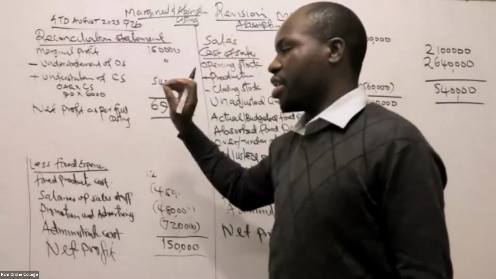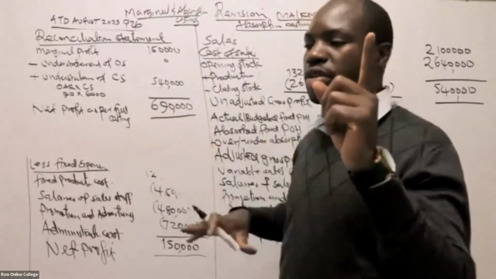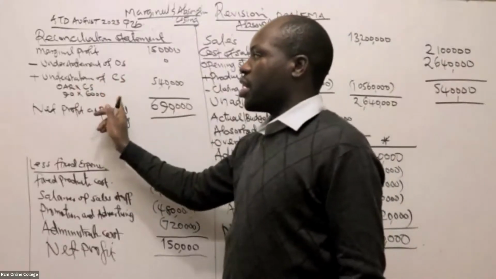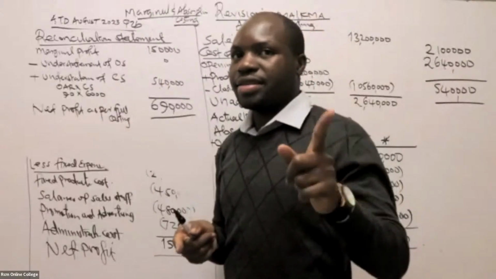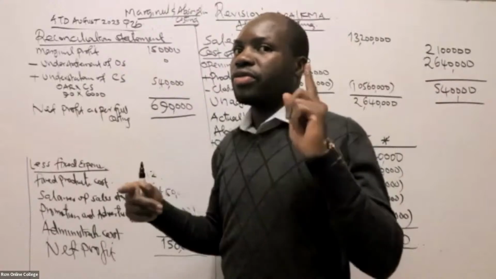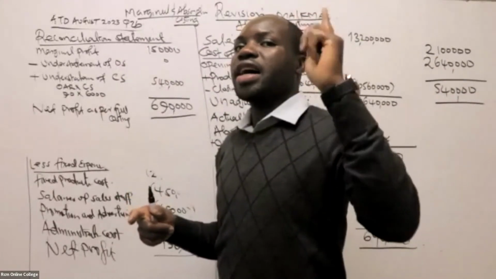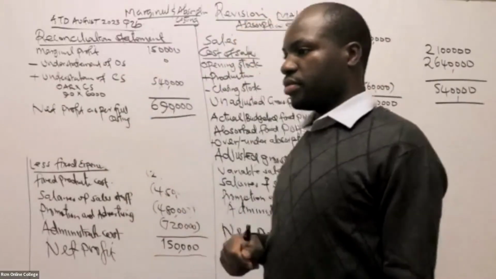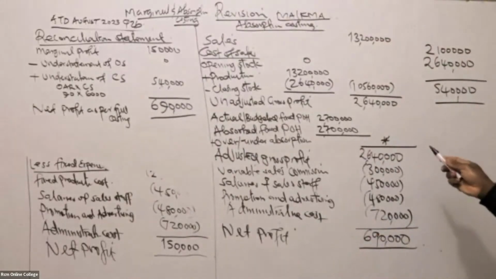So if that approach can give you the answer, what you need to know is very simple. How will the understatement of closing stock affect our profit? It will understate our profit, and therefore we add it back. How will understatement of opening stock affect our profit? It will exaggerate our profit. That is why we deduct the understatement.